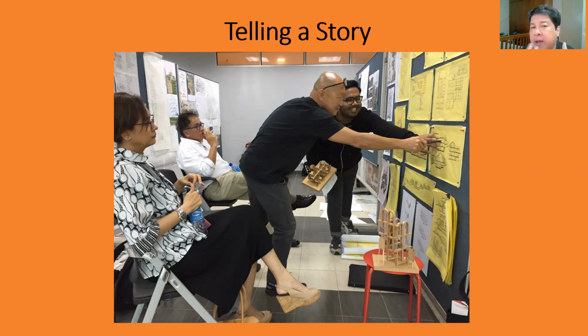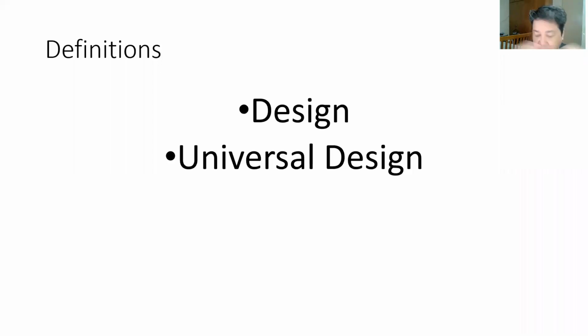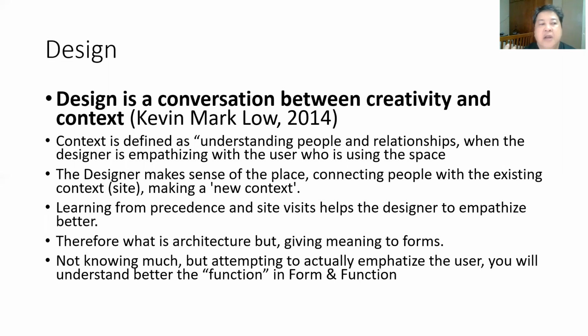So when we talk about design, we usually talk about form and function. That's the old adage that we use, that it's not only about form, because architecture is a functional art, for example, so it has to function. So when we talk about function, what do we mean by functional? To whom? And it's to the user. So we need to, at first, define design and universal design.